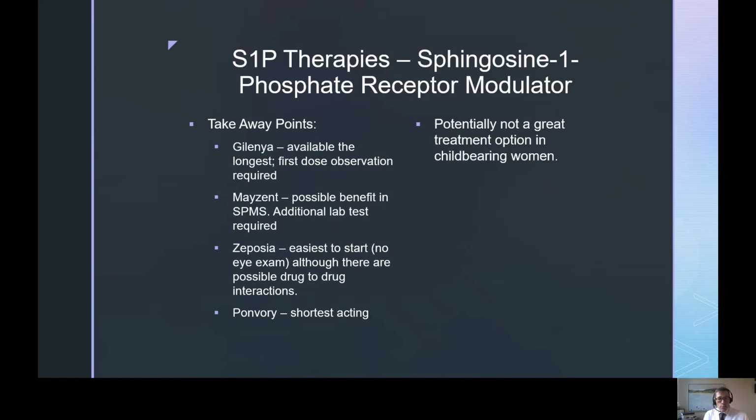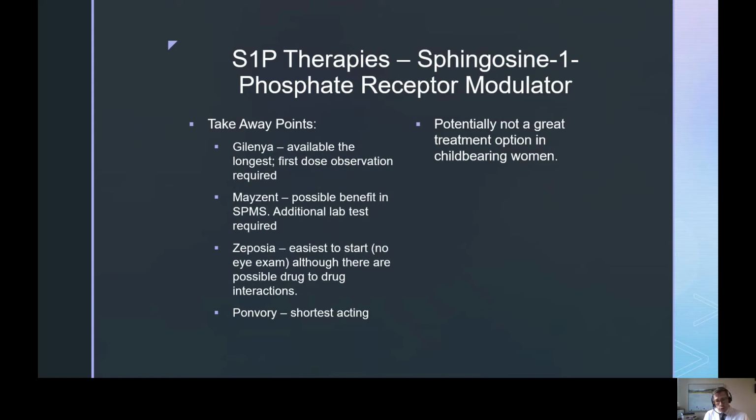Ponesimod is the easiest to start because an eye exam is not required. There is some good data on reducing brain atrophy with this medication. So potentially there may be some benefit in slowing down progression and particularly cognition. Although there are potentially some drug interactions with this, so if you're on an antidepressant, it is recommended not to start Ponesimod.